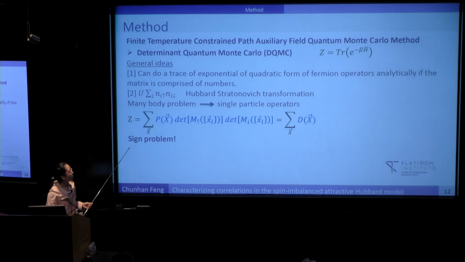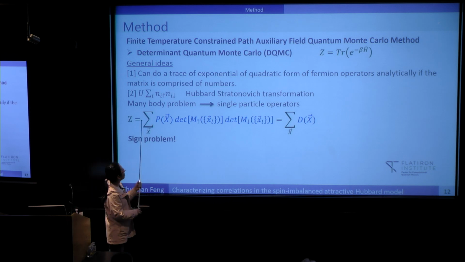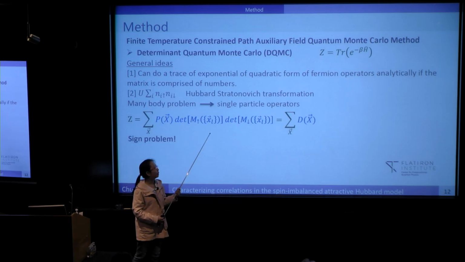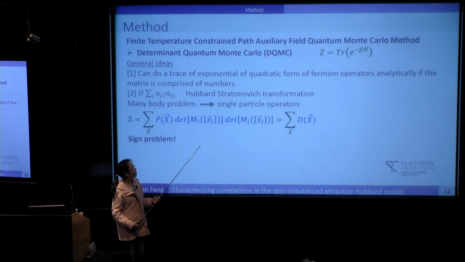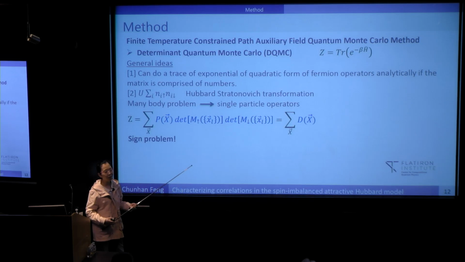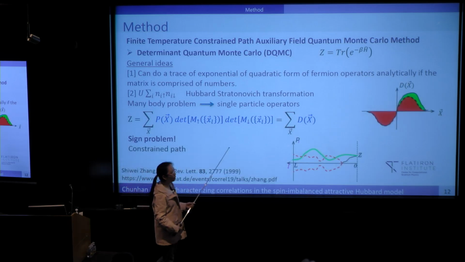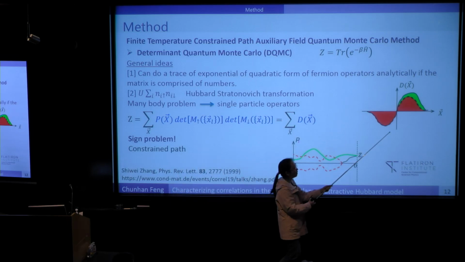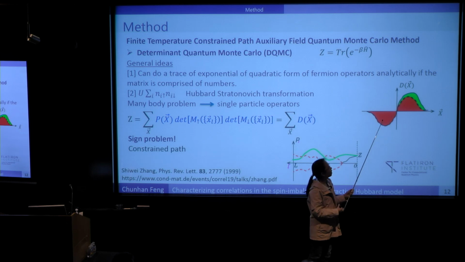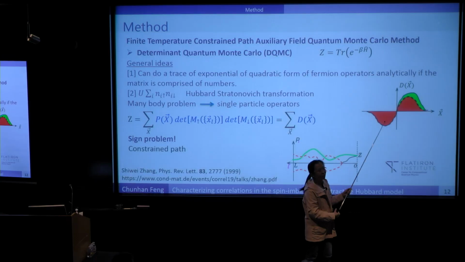Then after some algebra, we can write out an expression for the partition function, which is equal to a sum over x of some constant times the product of two determinants, one for spin up and one for spin down. In general, there is no special relation between the spin-up and spin-down parts, so the product can be positive or negative. That's basically how the sign problem arises. We can also understand this more clearly from the cartoon here. The x represents different configurations we have, and the weight represents the weight of such a configuration. There are some positive parts and negative parts, but most of them will just cancel each other.